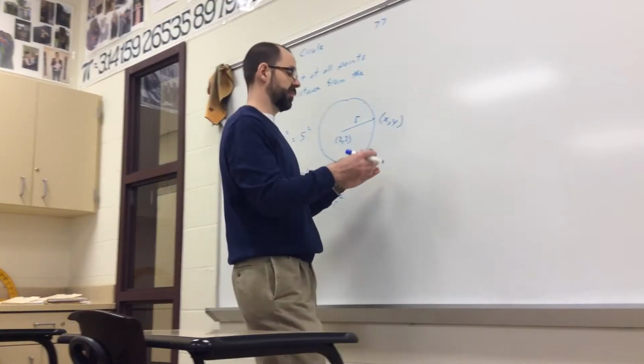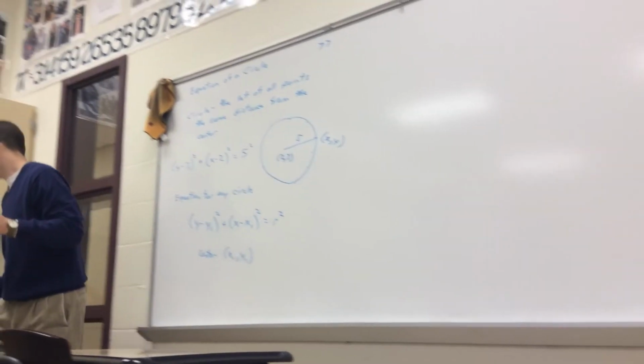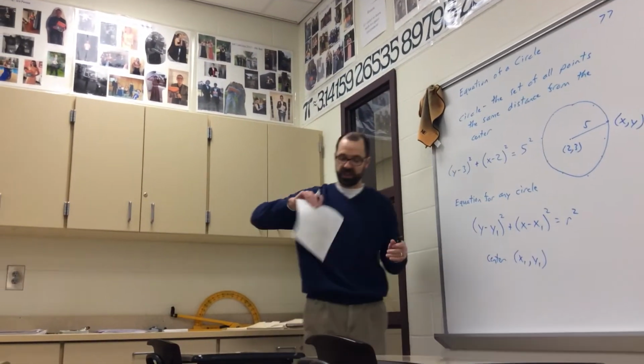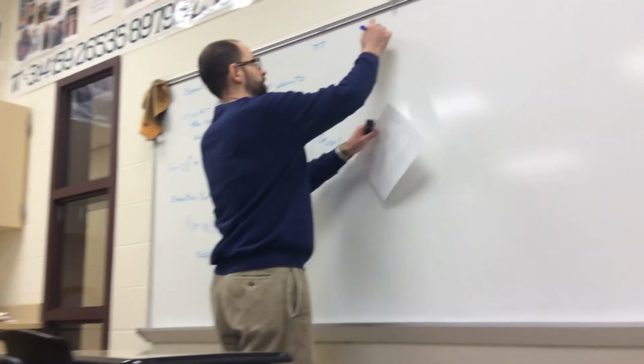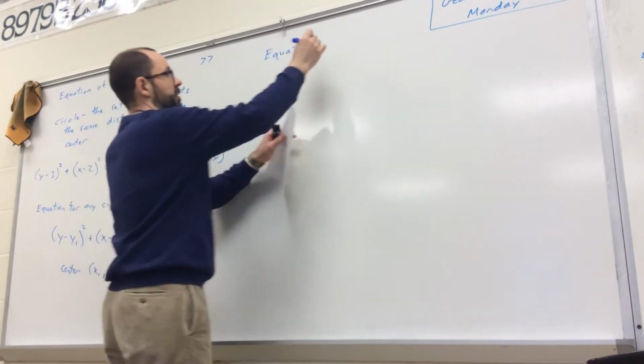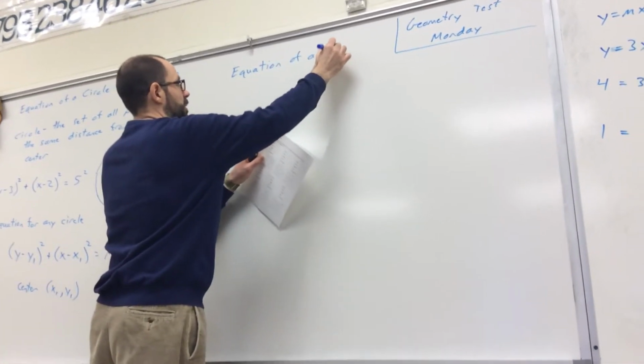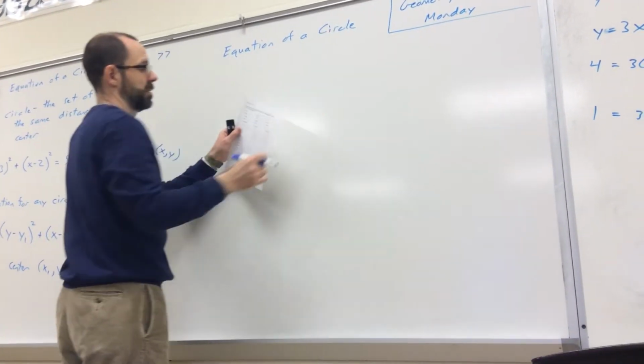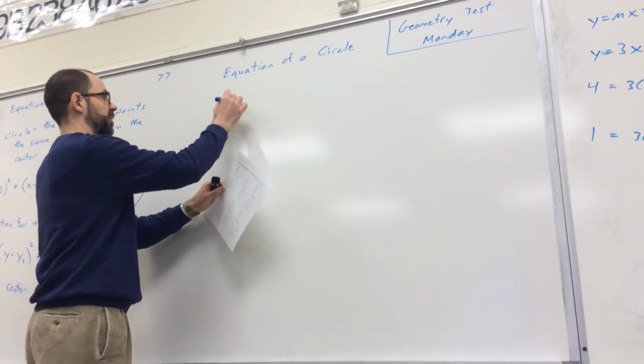All right, title of the paper is also Equation of a Circle. I'll pass out the whole bunch in a second, but get out a sheet of paper and title it Equation of a Circle. And we're going to start with number 4.